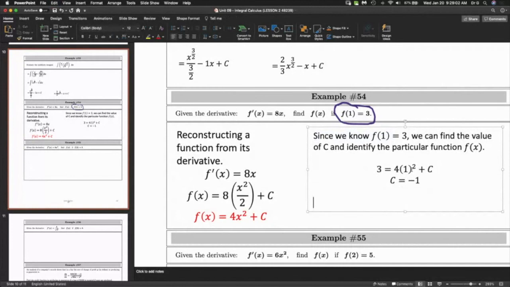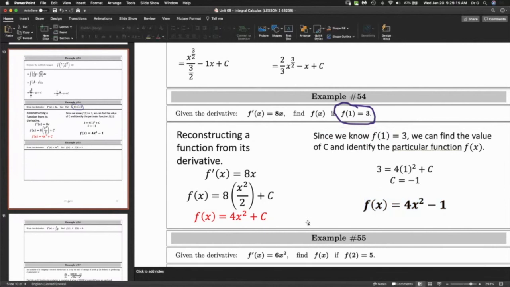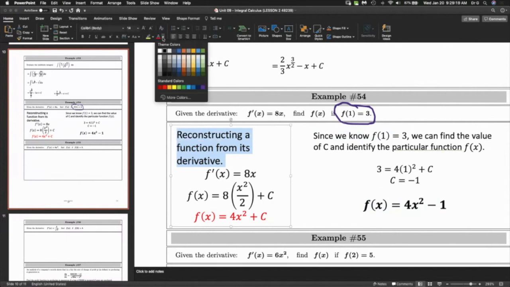So the final answer is equal to 4x squared minus 1. So that's the process for reconstructing a function from its derivative.